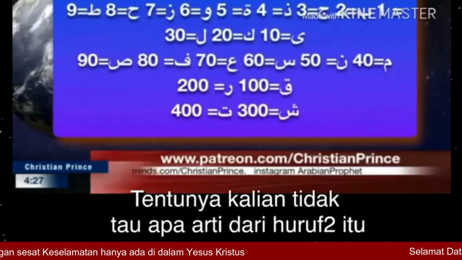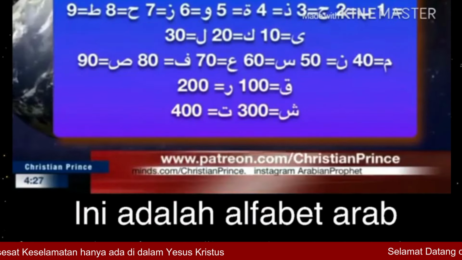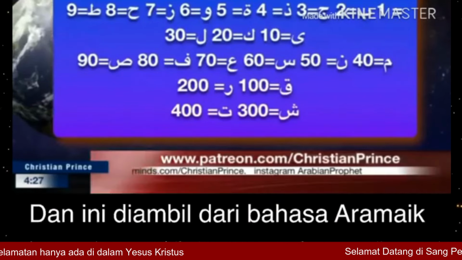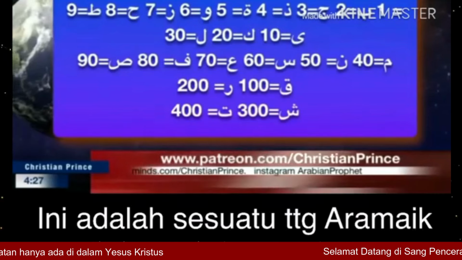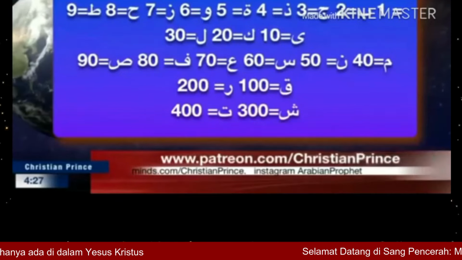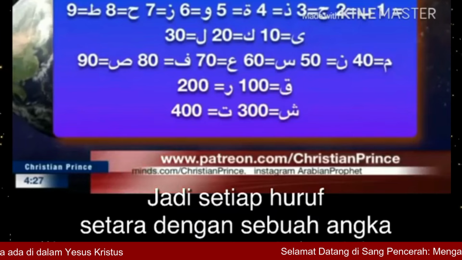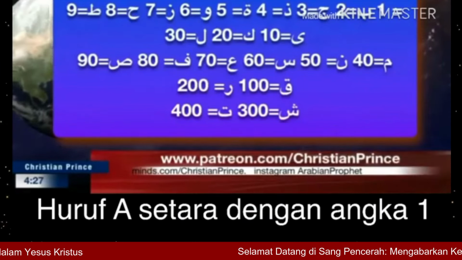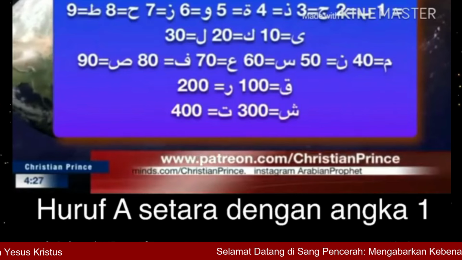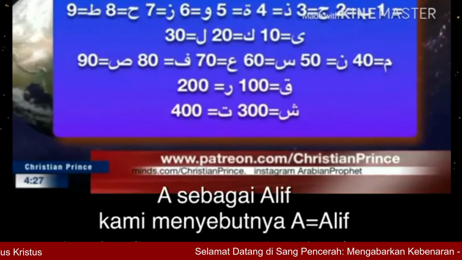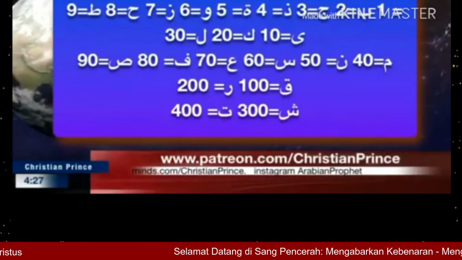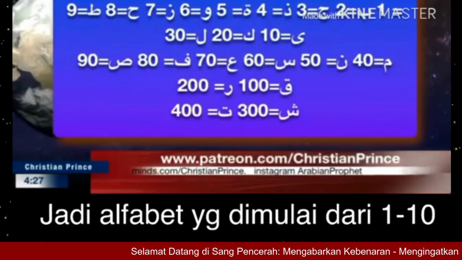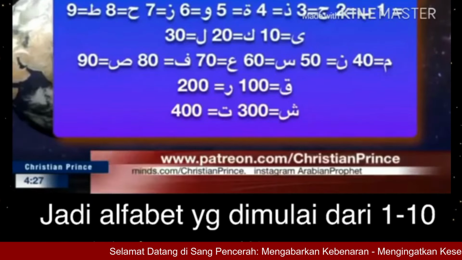I mean those letters, but this is the Arabic alphabet, and every letter is equal to a number, and this is taken from the Aramaic. This is not something about Arabic, this is an Aramaic thing. So every letter has an equal number. Letter A, alif, is equal to one. And letter B is equal to two, and so on.